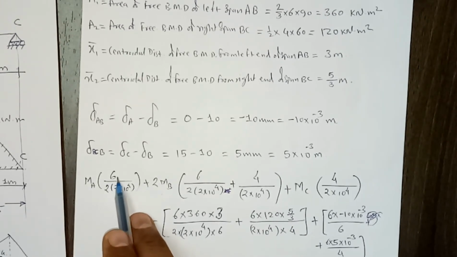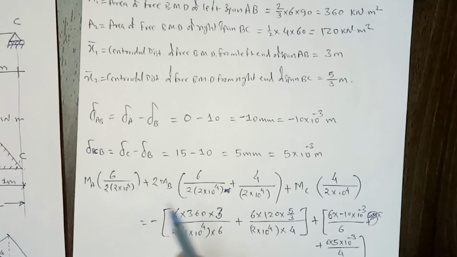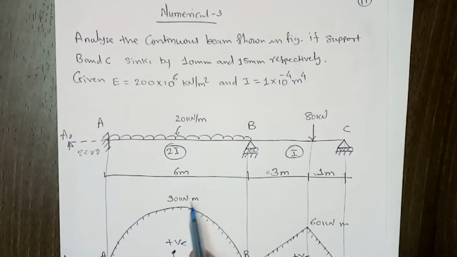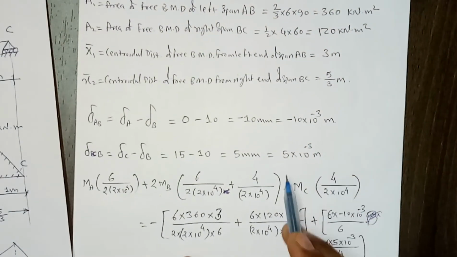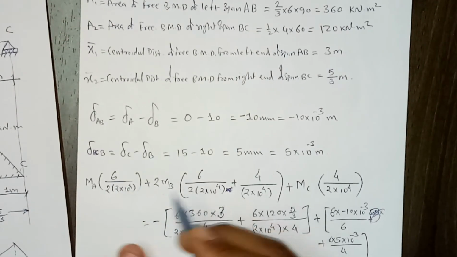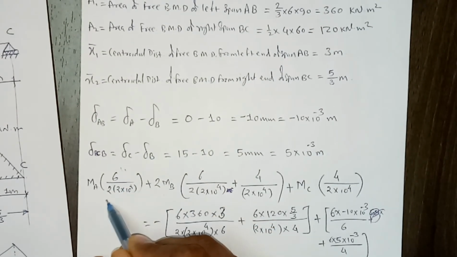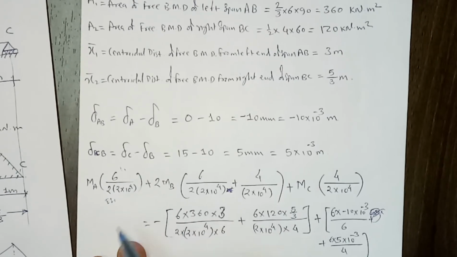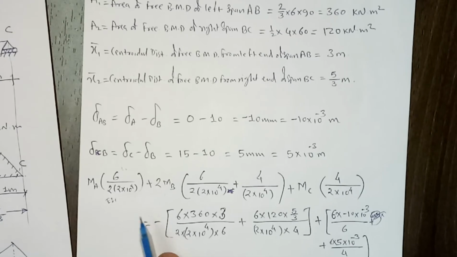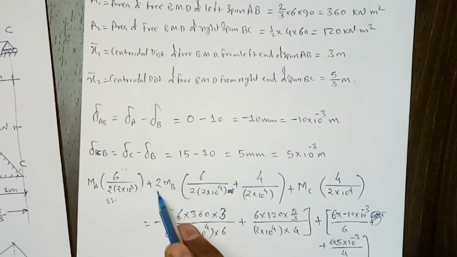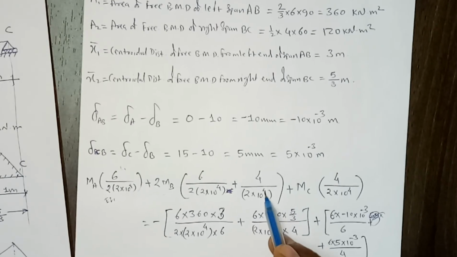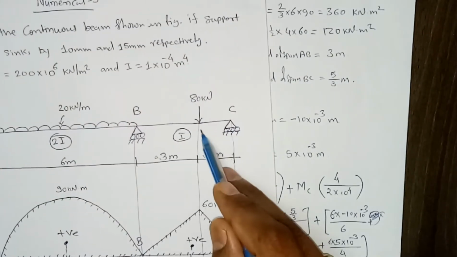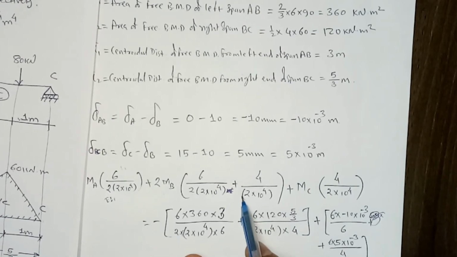Here I'll just read it. It is 6 by 2 E, since for the left support it is 2EI, and for the right support it is I, or say EI. So here this is L1, this is I1, which is 2 times EI. So we are substituting that: 2 multiplied by MB, 6 by 2 in bracket, 2 into 10 raised to 4, plus 4 by 2 into 10 raised to 4. This is the EI of this span, right? So that's how it is; we are not multiplying by 2.